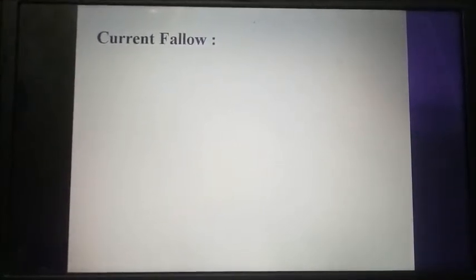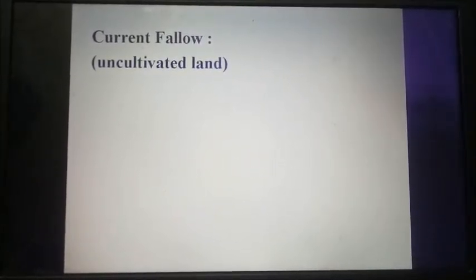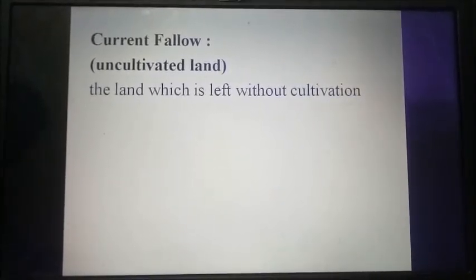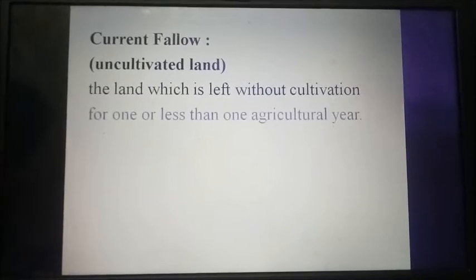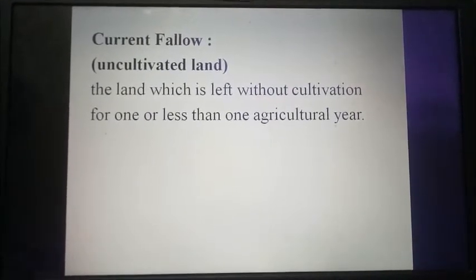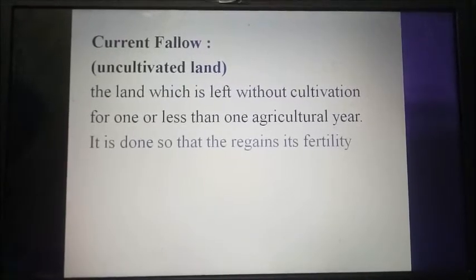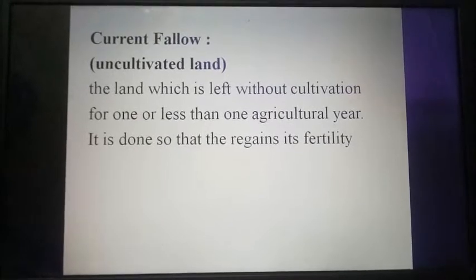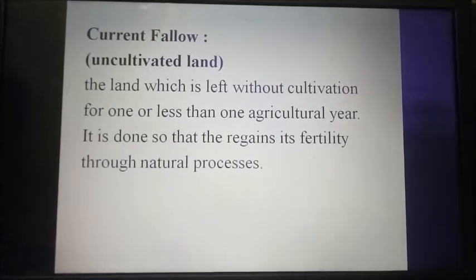Now, what do you mean by current fallow? First of all, we should understand the meaning of the word fallow, which means uncultivated land. Current fallow is the land which is left without cultivation for one or less than one agricultural year. It is done so that the land regains its fertility through its natural processes.